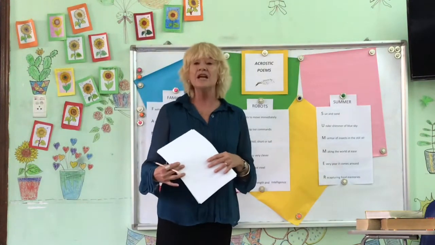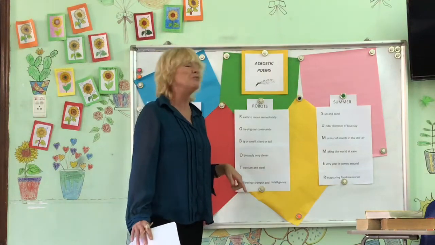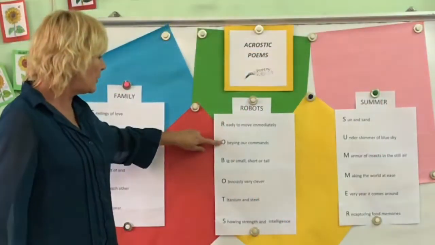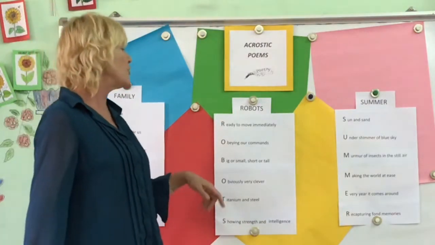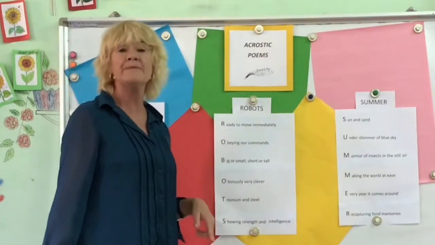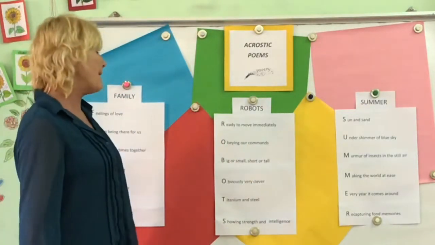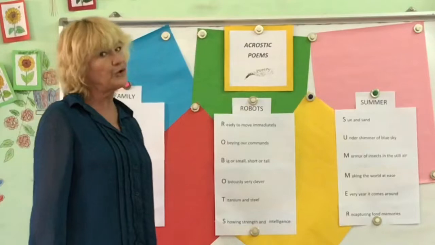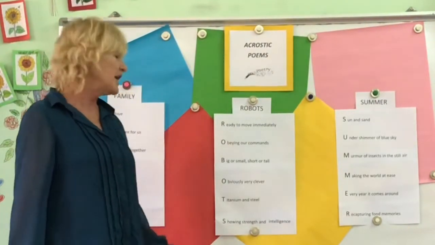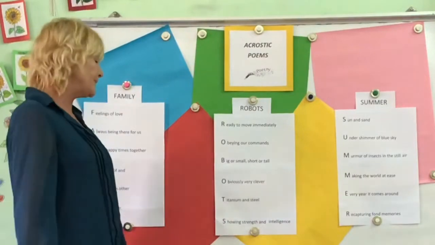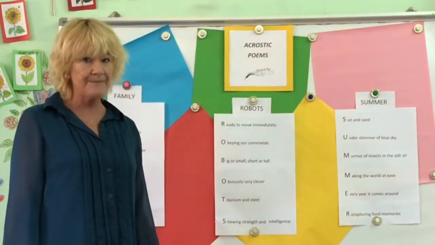Good. Now let's look at our robots, my robots poem. Here we are. R-O-B-O-T-S, robots, ready to move immediately, obeying our commands, big or small, short or tall, obviously very clever. Titanium and steel, showing strength and intelligence.